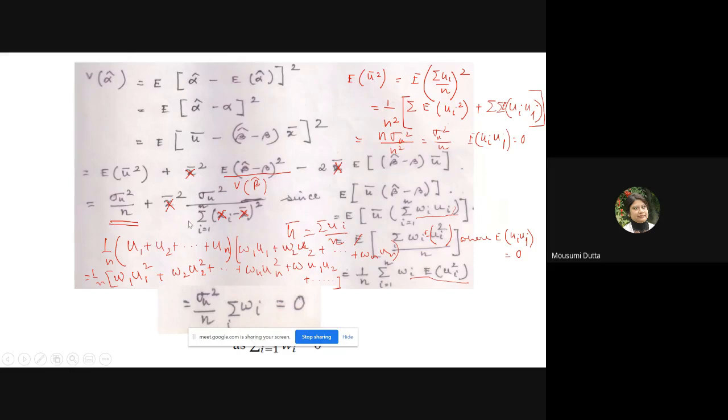Thus, the variance of alpha hat is sigma square by n plus x bar square into sigma square divided by summation xi minus x bar whole square. That is, variance of alpha hat is equal to sigma square by n plus x bar square into variance of beta hat. So please write down variance of alpha hat is equal to sigma square by n plus x bar square into variance of beta hat.